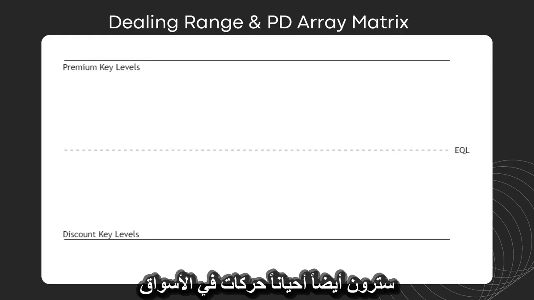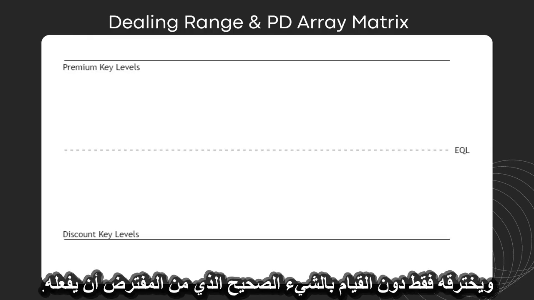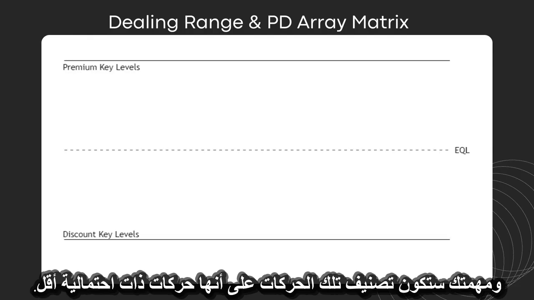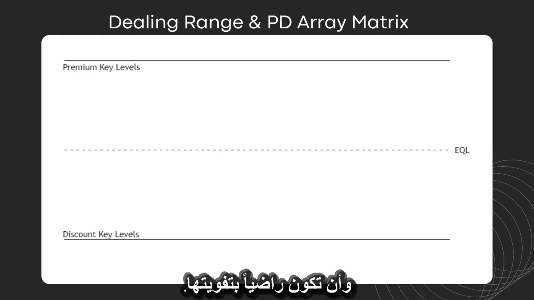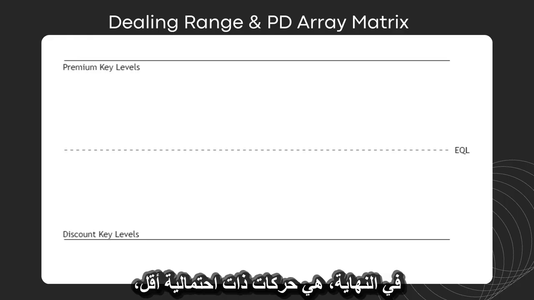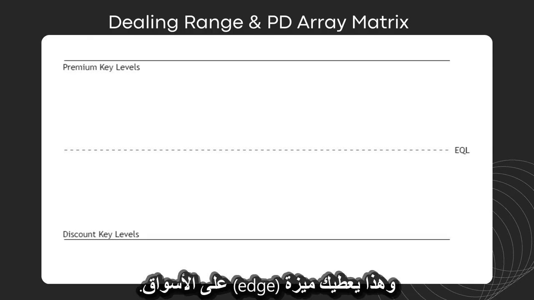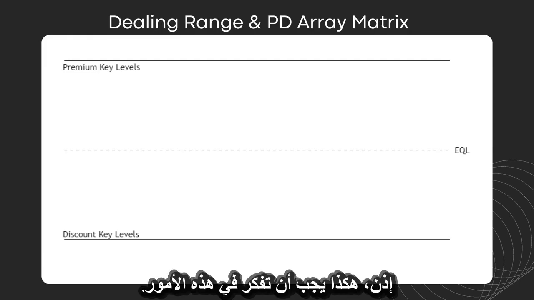see moves in the markets where price will not respect a dealing range, right, and just breaks out of it without doing the right thing it's supposed to do. It's going to do those things sometimes. Your job is to classify those moves as lower probability moves and just let them play out without influencing your thought process, and be content with missing them, because after all they are lower probability moves and your job is only to catch the ones that are high probability. That gives you an edge over the markets. So that's how you will have to think about these things.